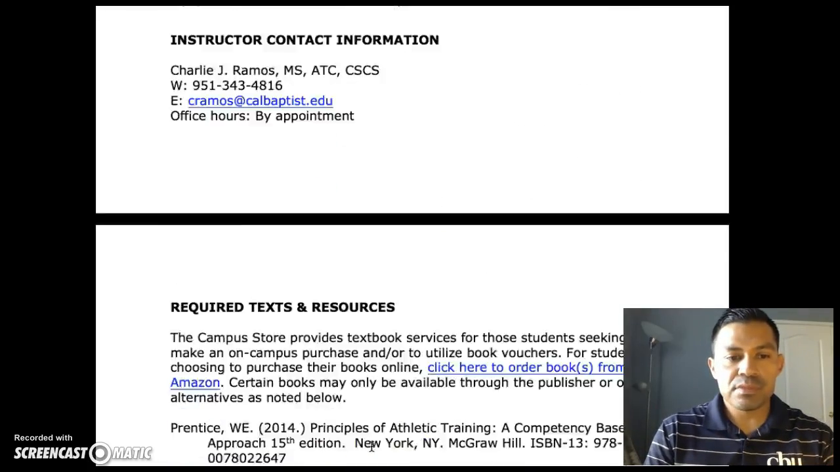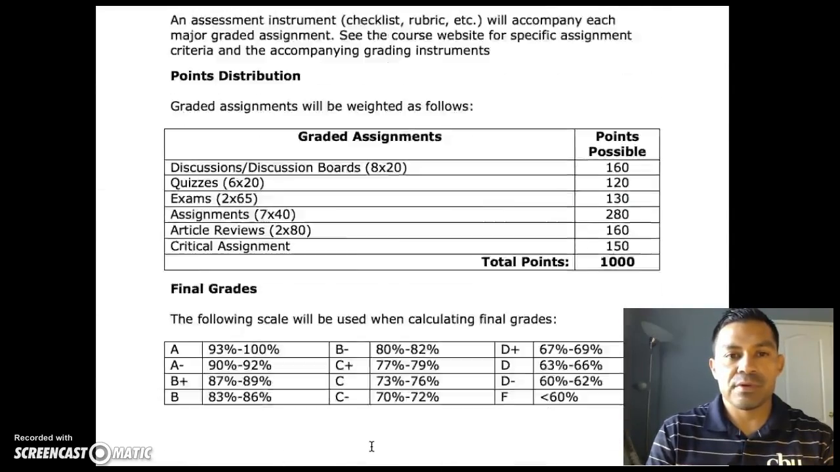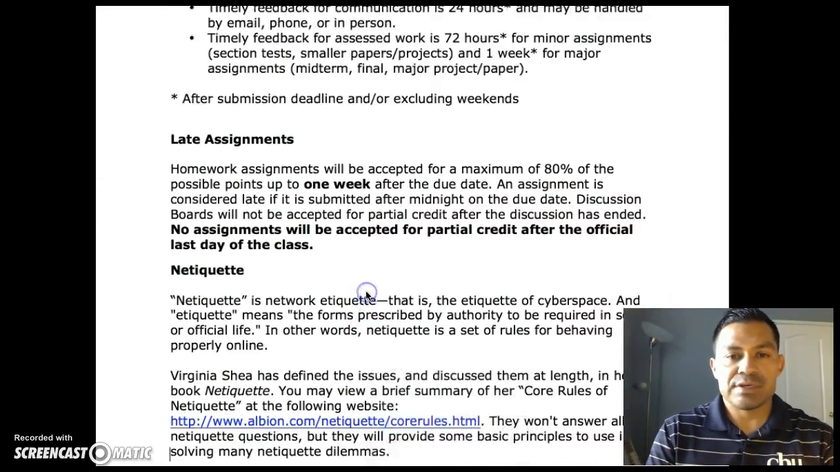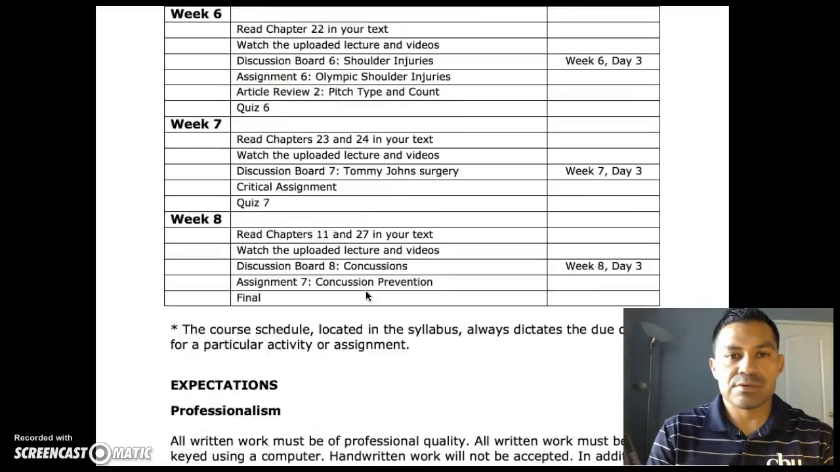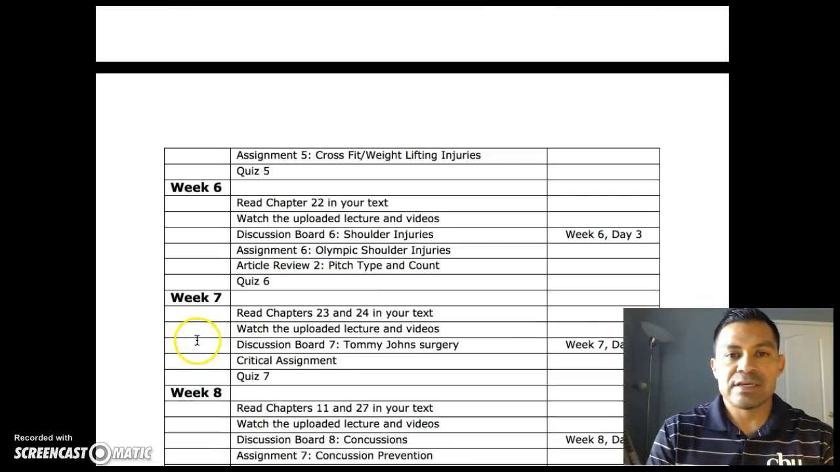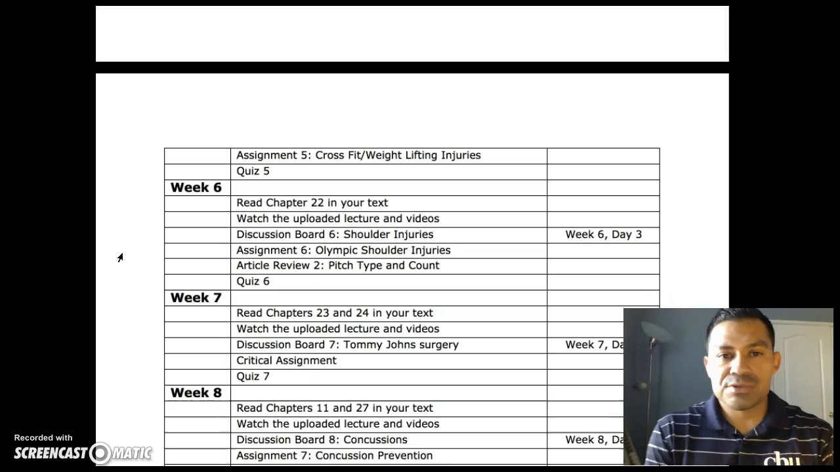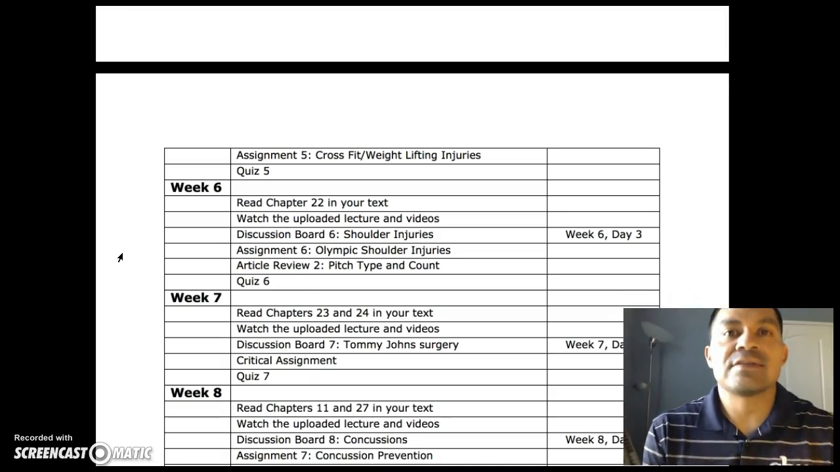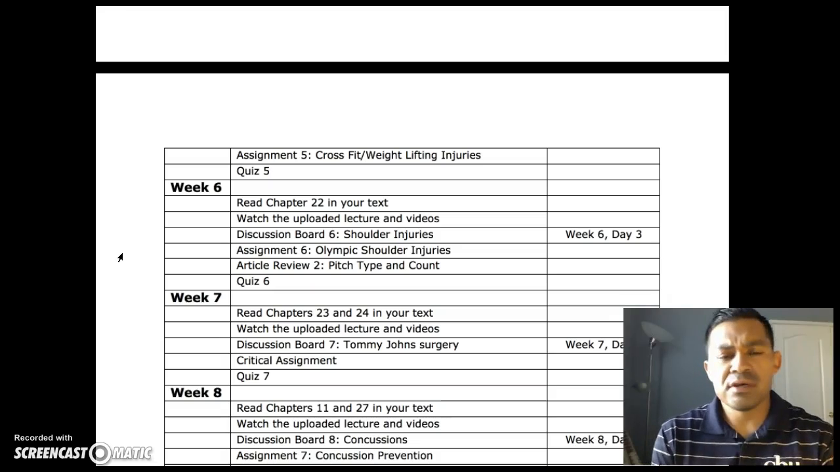So let me go over here to our outline of the coming weeks and just to cover what's going on. So for week 6, you have chapter 22, which is on the shoulder, and lecture. So the lecture is just going to be at the end of this. I'm going to cover a few slides on the PowerPoint, just some of the more important things that I think you guys need to know.